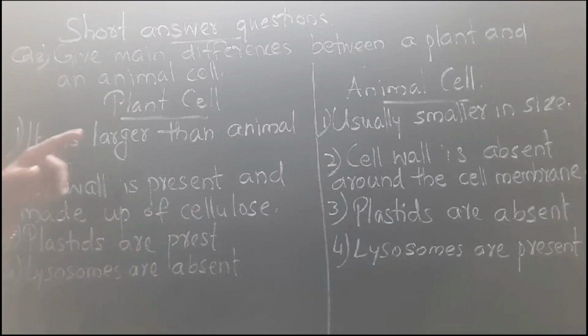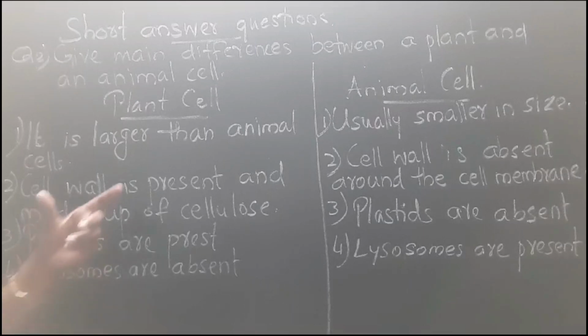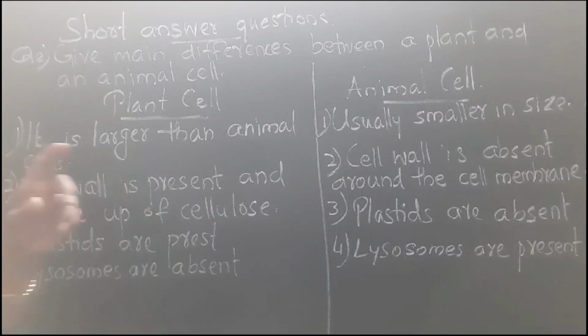That is, give main differences between a plant and an animal cell. In this question, we have to mention the differences between plant cell and animal cell. So divide it into two columns. In one column you write plant cell, in the other column you write animal cell. Then point out. First difference in plant cell, it is larger than animal cell. Plant cells are larger than animal cell.